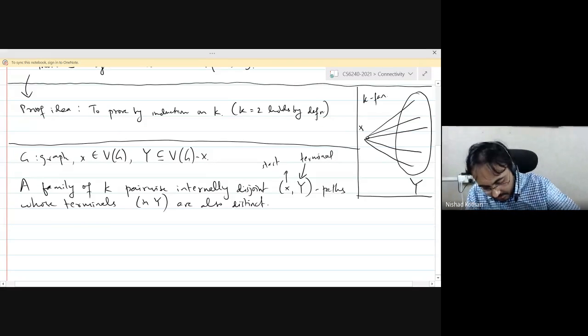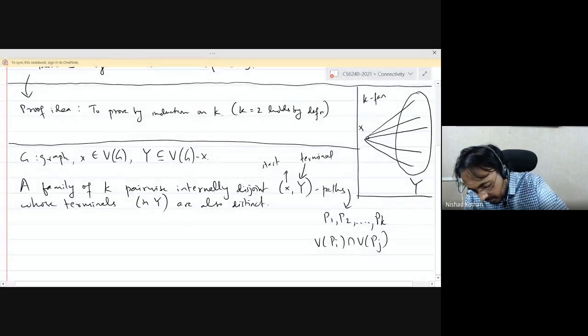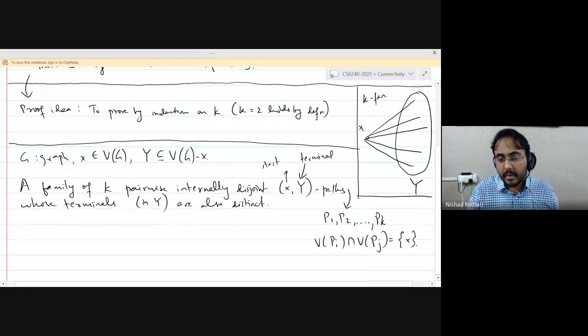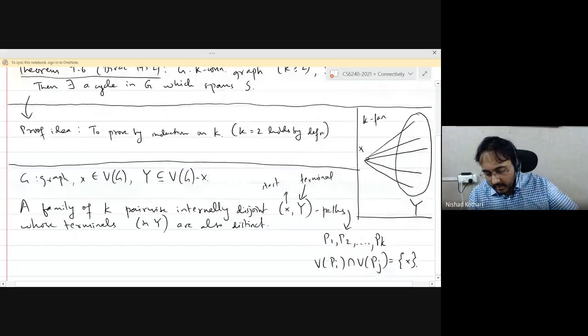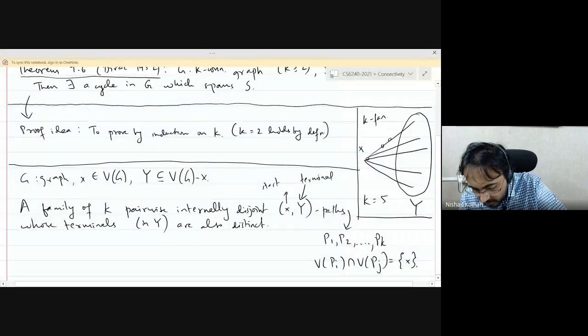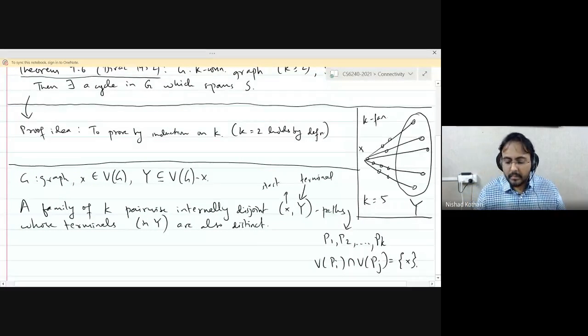Okay, so let's say, to make it very clear, P1 up to Pk, V of Pi intersect V of Pj is precisely the vertex X. Okay, and that also means that their edge sets are completely disjoint. So if k is equal to 5, then your k fan will look like this. Some paths could be just edges, there is no problem.